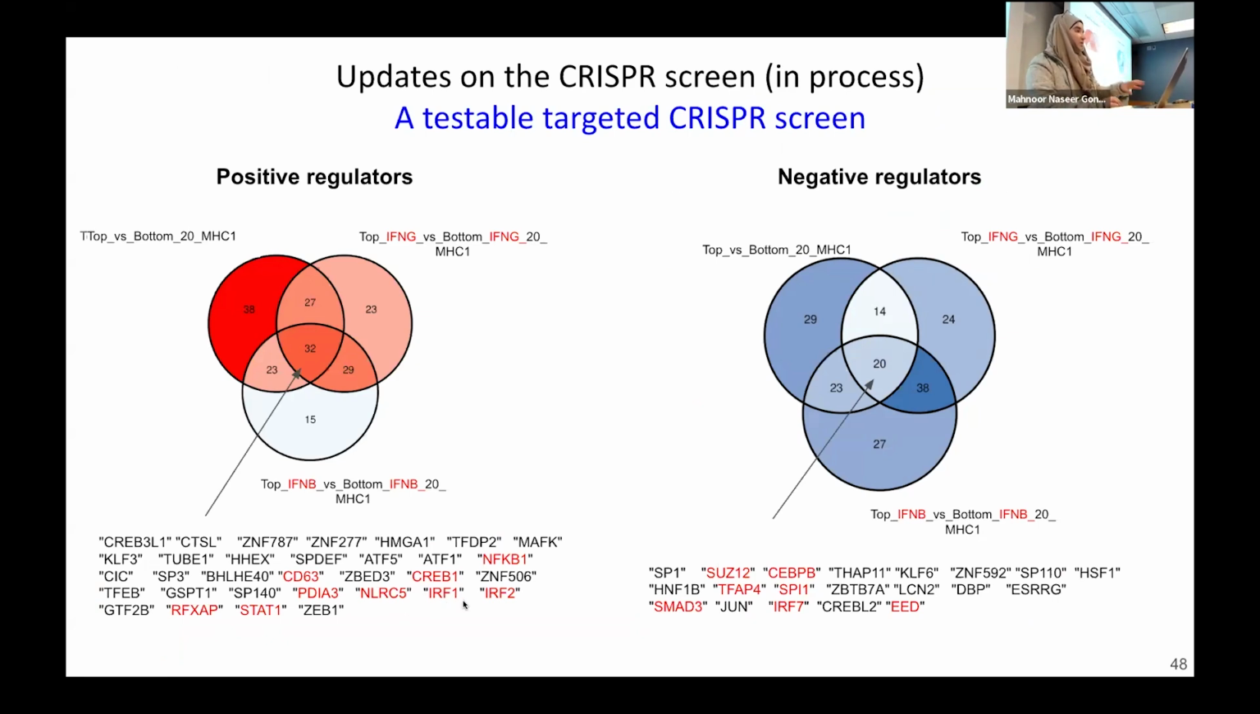This means that our screen is working. So the red basically shows that the CRISPR screen is working, and everything else is sort of novel that we nominated. And in the negative regulator category, we know that SUZ12 and EED are known negative regulators of MHC class 1, and we're getting them in our CRISPR screen, which means again that the CRISPR screen is working, and everything else other than the red are sort of novel regulators.